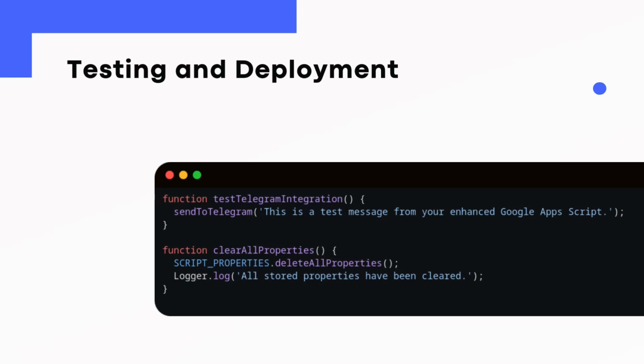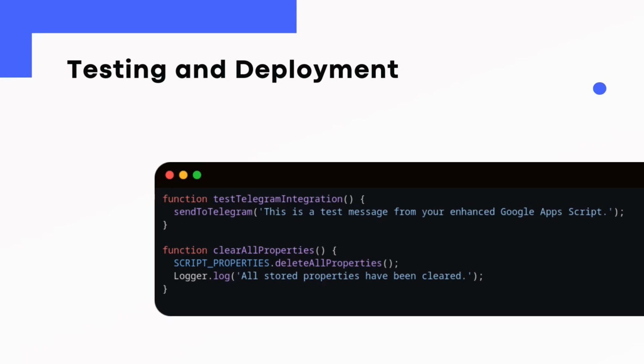And now for testing and deployment. Before we wrap up, let's test everything I've included with our two helpful functions over here. We have the test Telegram integration, which helps us send a test message, so you can use this to make sure your bot is working perfectly fine. And then we also have our clear all properties. It's like a reset button, quite useful if you need to start afresh or if something goes wrong. So always test with non-critical emails. Basically, that's how it looks.